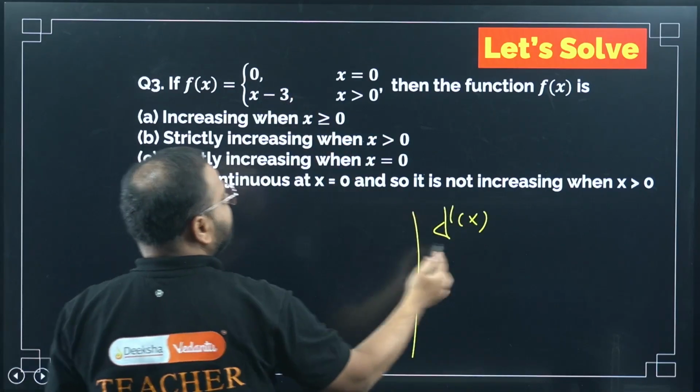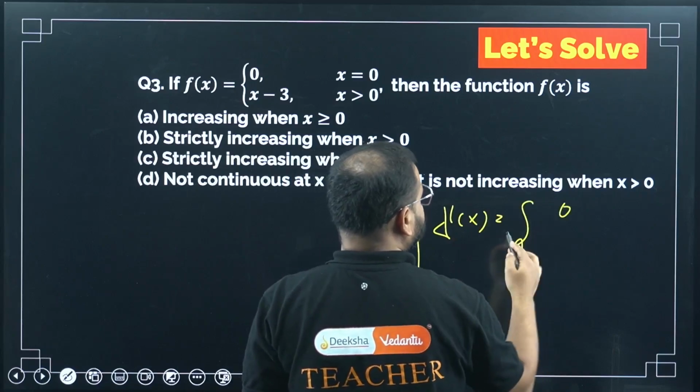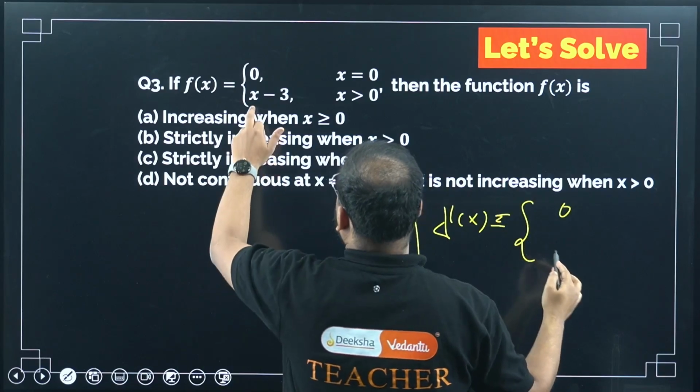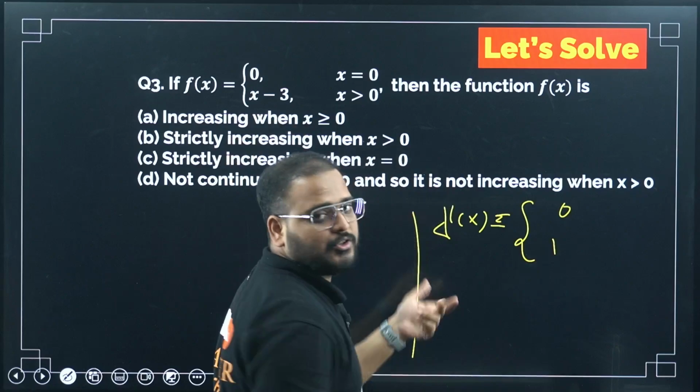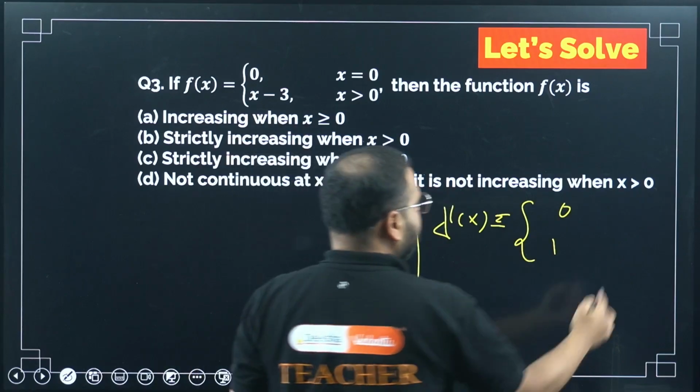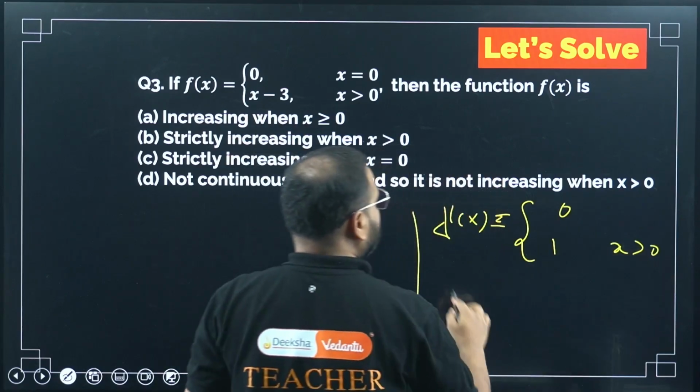At 0, I cannot define it, so I'll simply take it as 0. Differentiation of x is 1. For 3, it is 0. So I get the answer as 1. Now check here. When x is greater than 0, what is the condition of f dash of x?